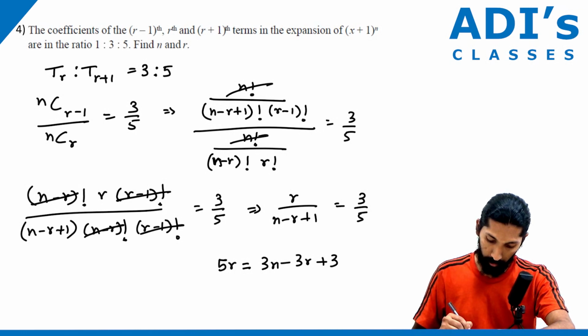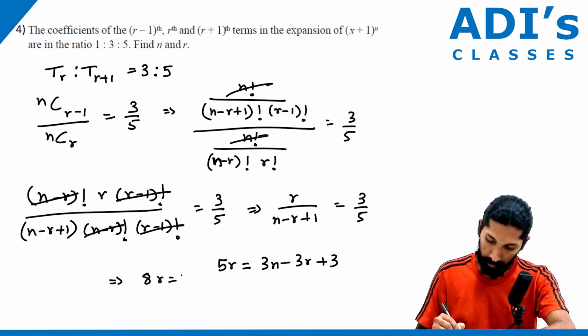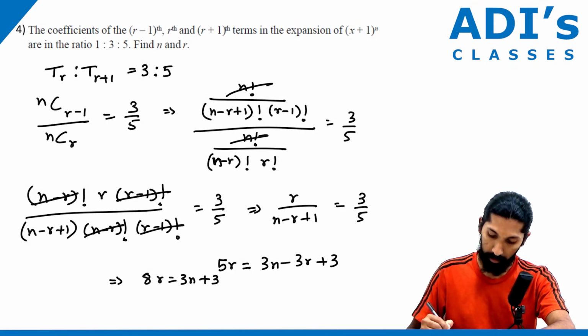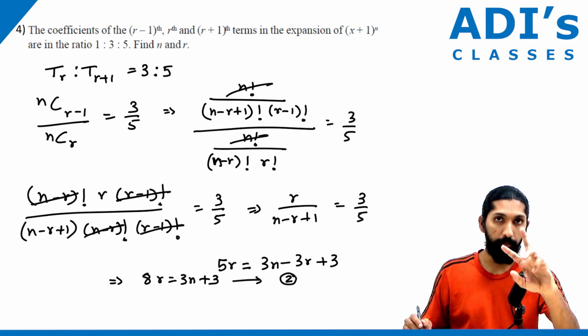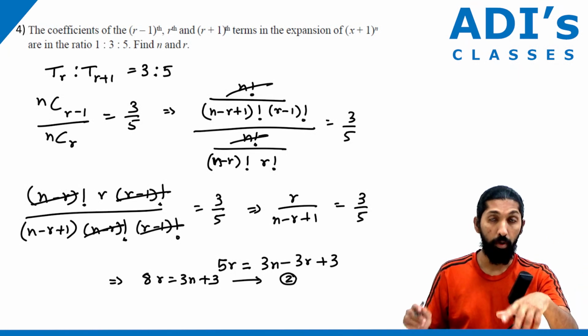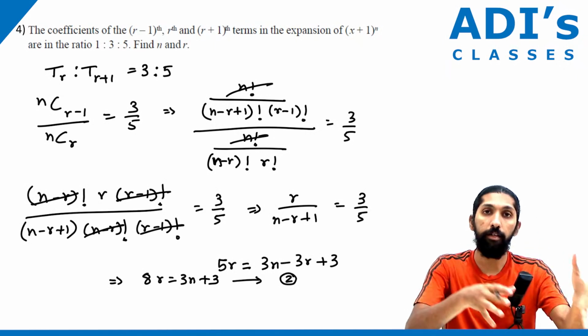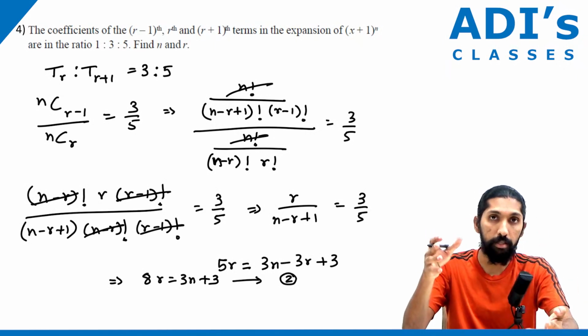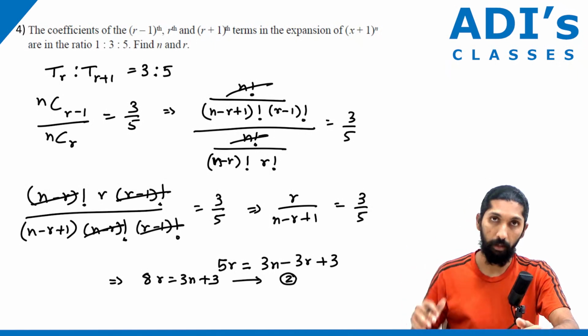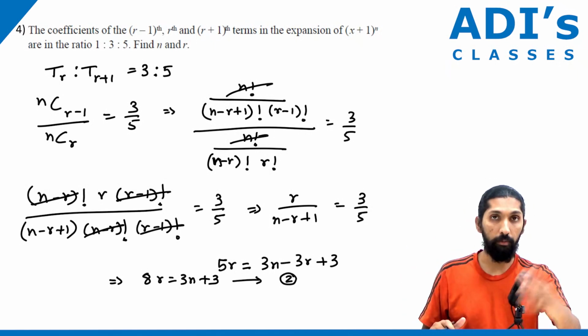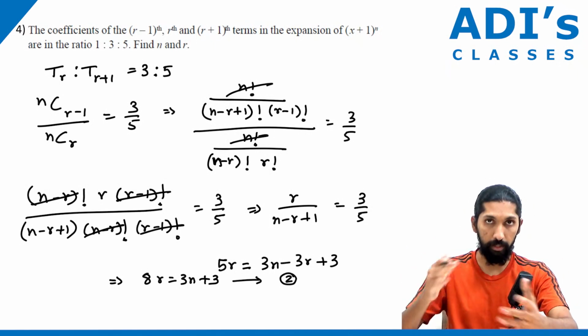Transpose it. So finally, you'll end up with 8r is equal to 3n plus 3. We can call this equation 2. Remember, we have equation 1 and equation 2, both in terms of n and r. Now we need to solve these two linear equations in two variables. Clear? So now we'll solve equation 1 and equation 2 together.